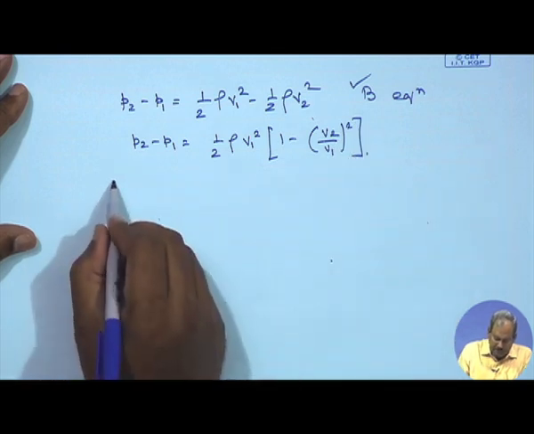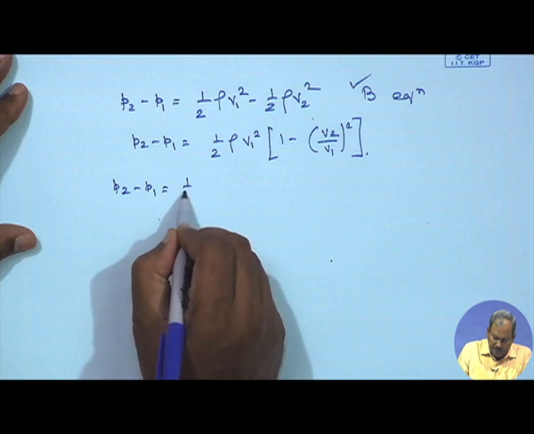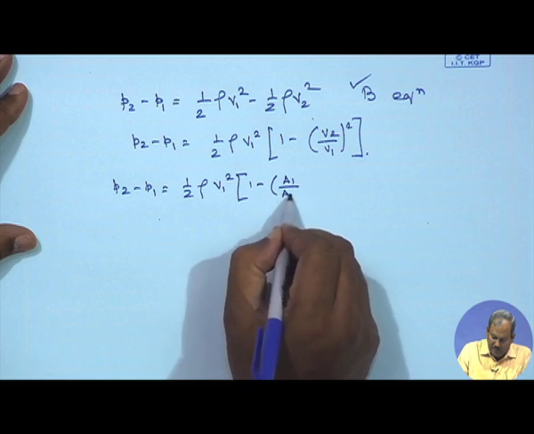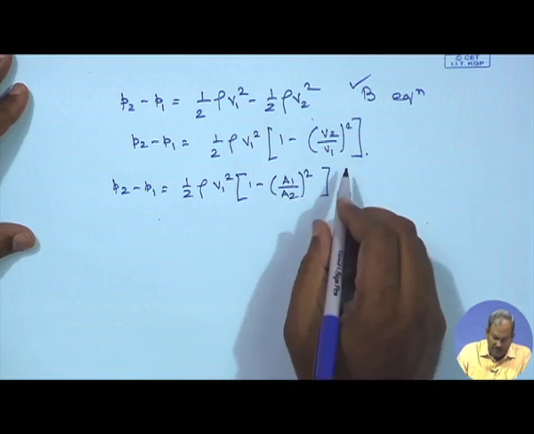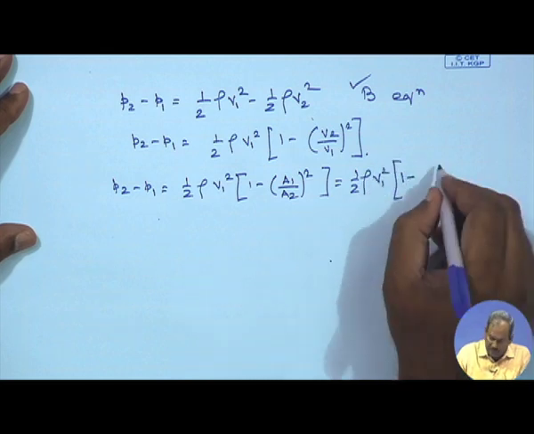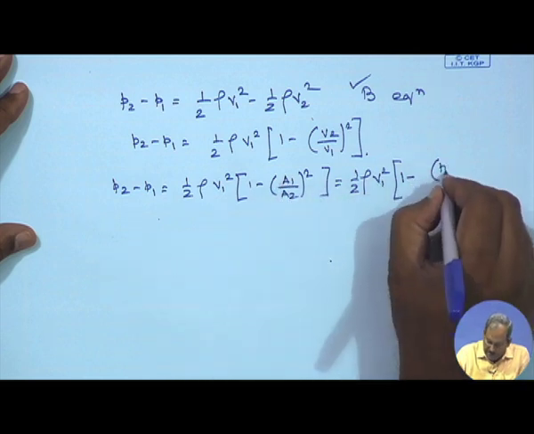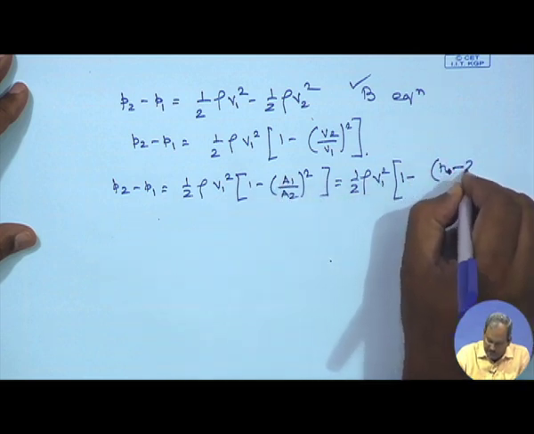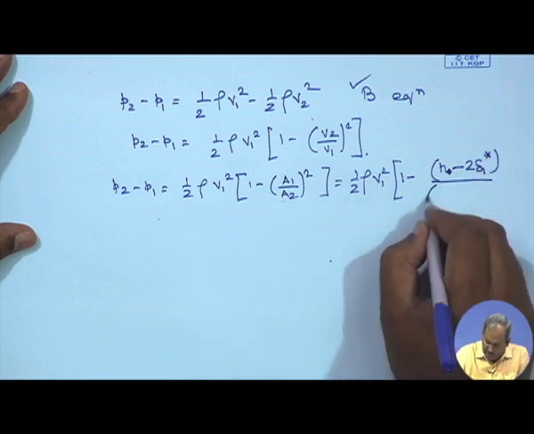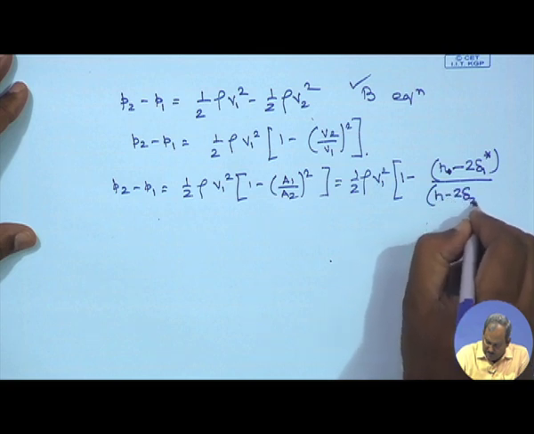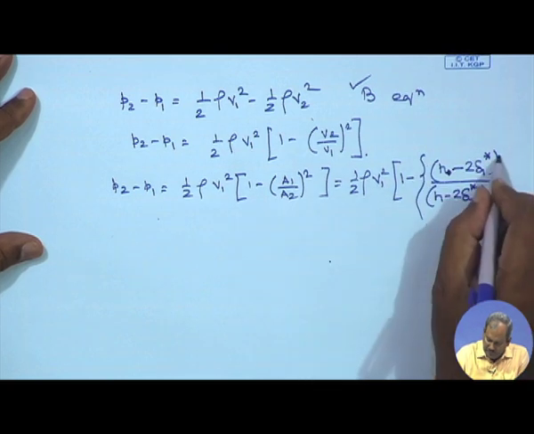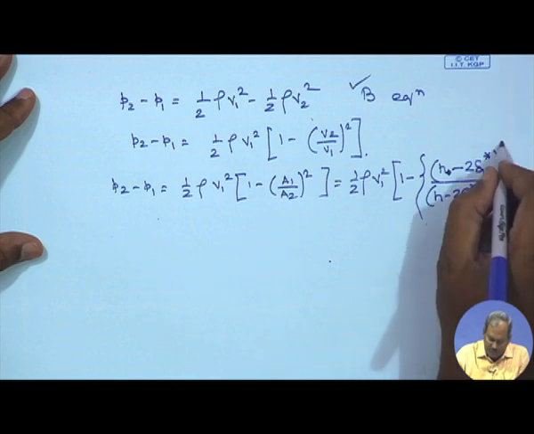So that's there. So again P2 minus P1 would be half rho V1 square (1 minus A1 by A2) whole square. This is from equation of continuity. So this can be written as half rho V1 square (1 minus, my area is going to be A1 equal to H minus 2 delta 1 star whole square, and A2 would be equal to H minus 2 delta 2 star whole square), and this whole thing would be to the power 4.